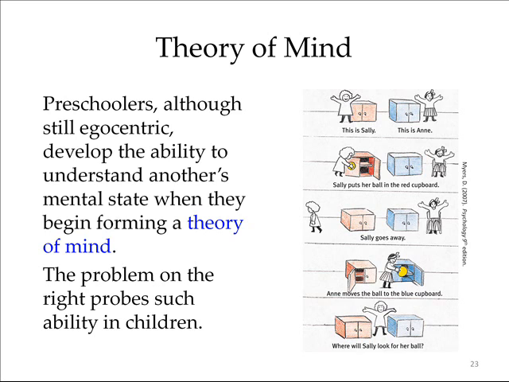If you've mastered theory of mind, you know that Sally will look in the red cupboard, because that is the last place she saw it. However, children who have not mastered theory of mind will say Sally will look in the blue cupboard, because they know that is where it's at. They are unable to discount the information they know, but Sally doesn't.